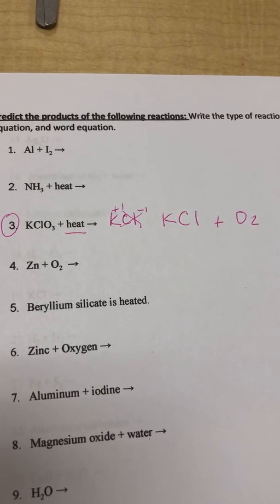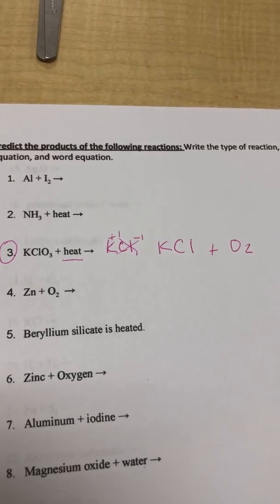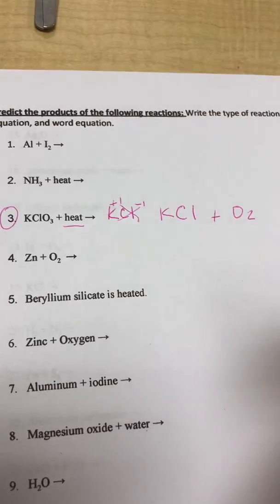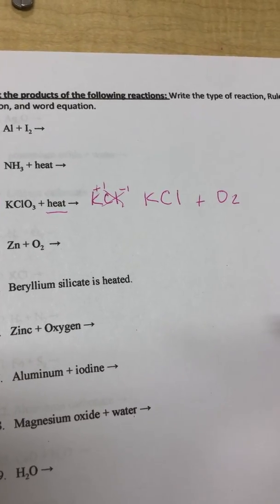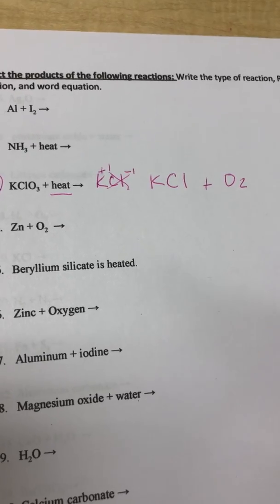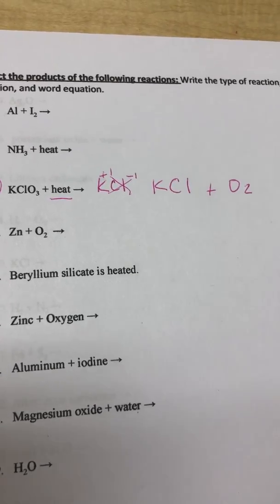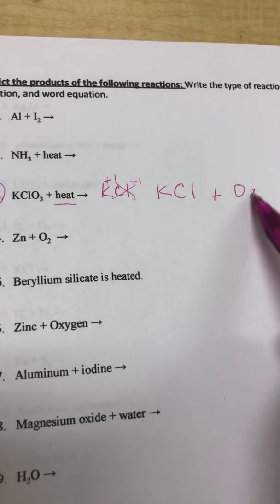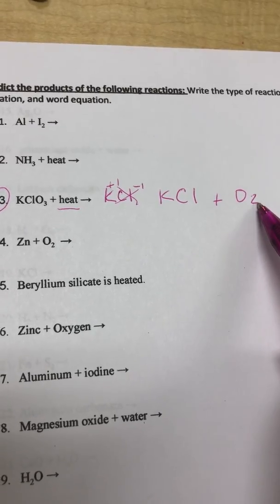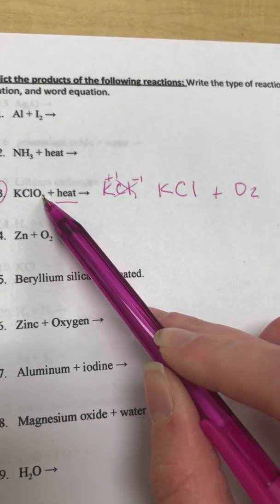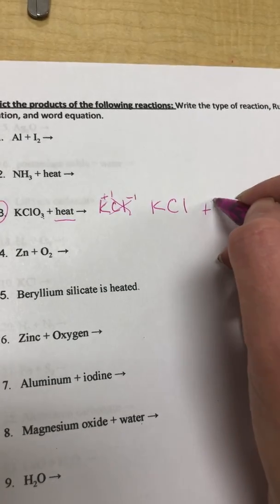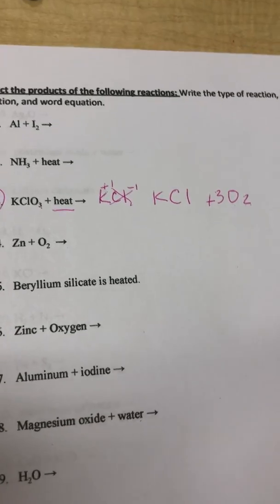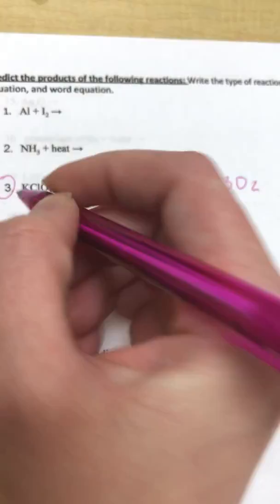Last, I just have to make sure it's balanced. I can write it all out by counting up my ions and then determining what I need to multiply, or I can just kind of look at each element individually. So my oxygens, I have 2 over here, but I have 3 here. So my least common multiple is 6. To get 6, I need to multiply this oxygen by 3. To get 6, I need to multiply this oxygen by 2.